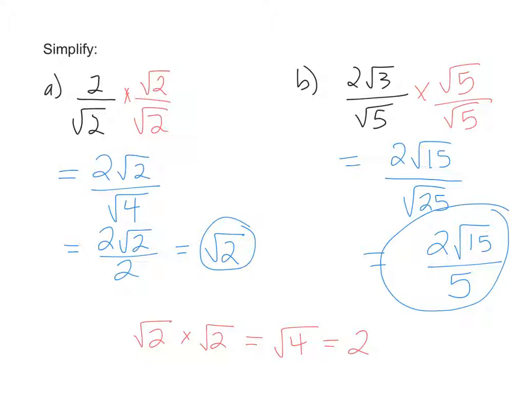That's fully simplified because the radicand doesn't have a perfect square factor, and now there's no radical in the denominator. That's what you're looking for to know that it's fully simplified.